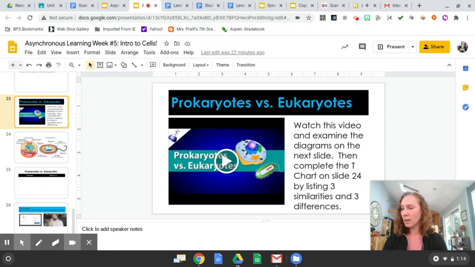Next, we're going to be looking at prokaryotes and eukaryotes, which are two basic types of cells that all living things are comprised of. They're either prokaryotic cells or eukaryotic cells, and you'll hopefully see the difference. Complete a T-chart looking at those similarities and differences between the two. Of course, we're going to do some in-class activities on prokaryotes and eukaryotes, as well as the levels of organization. So that's going to be our focus for this week, and then you're done with this.